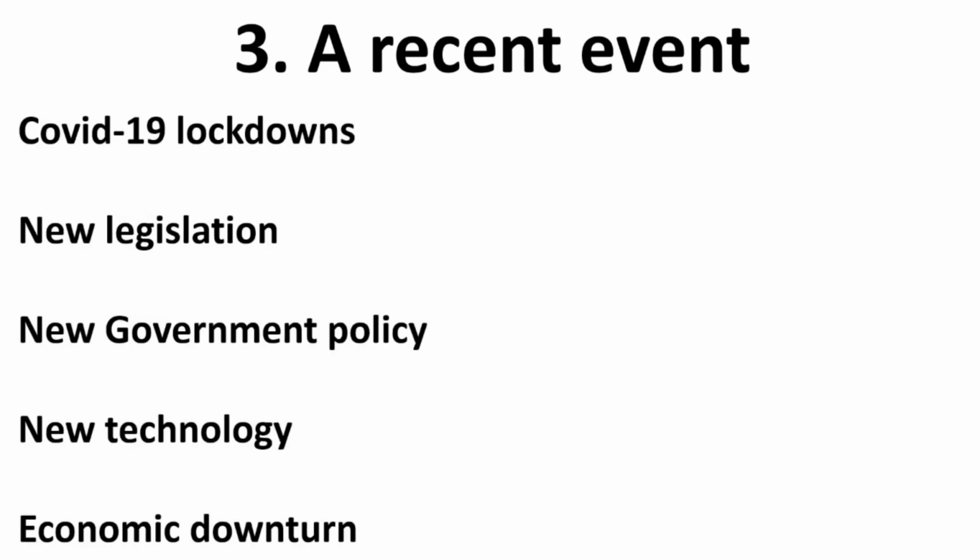Lastly, an event can cause gaps, such as the COVID-19 pandemic, new legislation, new government policy, new technology, and economic downturn. These events will cause gaps because we know what happened before these events. But because these events are so recent, we don't know what happened after these events. How have these events affected the landscape? How have these events affected organizations? How have these events affected people? So we need new research now because we have a gap.